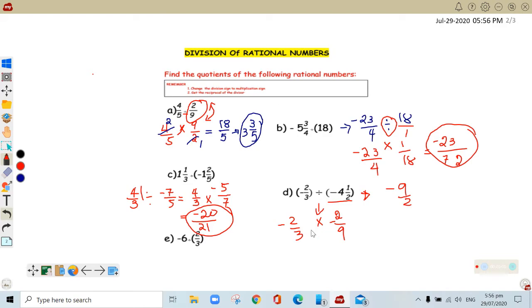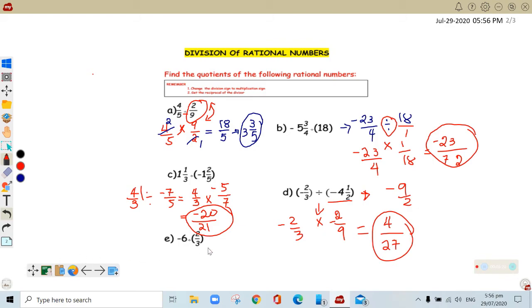Okay, now it's time for us to multiply. So negative 2 times negative 2, that will be positive 4. 3 times 9, that will be 27. So the answer here is 4/27.